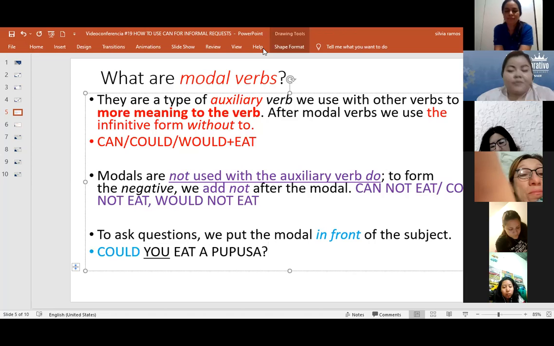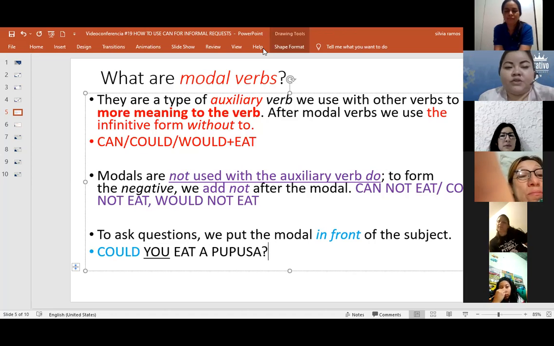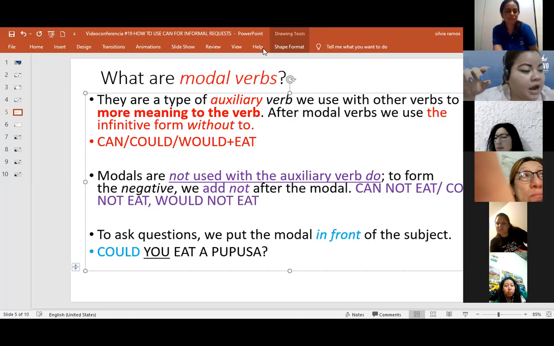Right? Now, this is like general information about the modals. So, tres puntos que debemos recordar acerca de los modals. Are we clear with this?